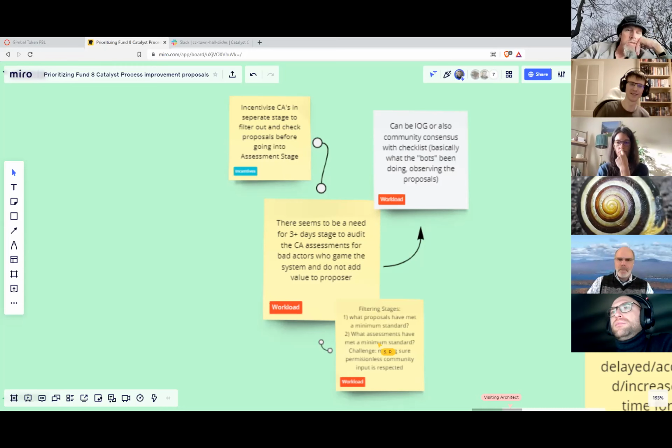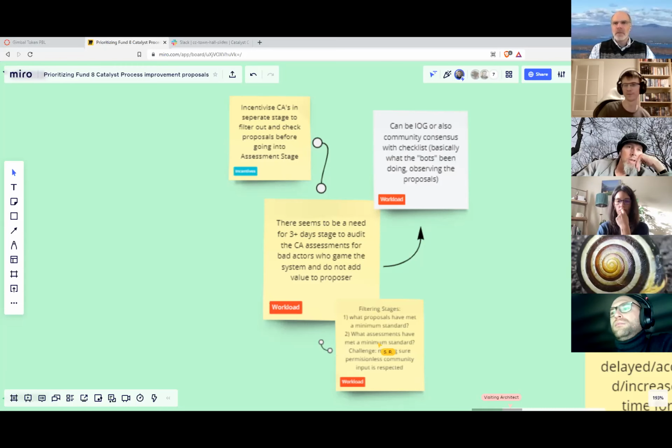I was just going to say, how are you going to, I mean, we're already having issues with CAs trying to game the system, and now you want them to reevaluate their buddies' proposals again and just say, yeah, it's good. Let's go ahead and assess it. It meets the assessment guidelines. So let's go ahead and assess it. You're not solving any of the gamesmanship that's going on with the CAs by adding this extra step.